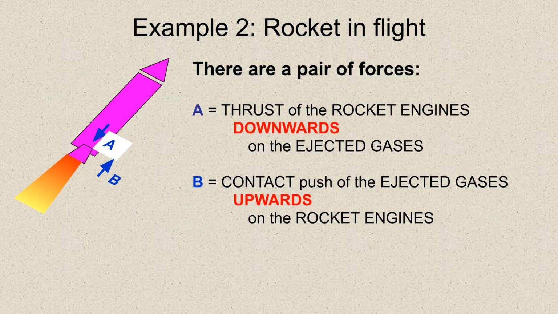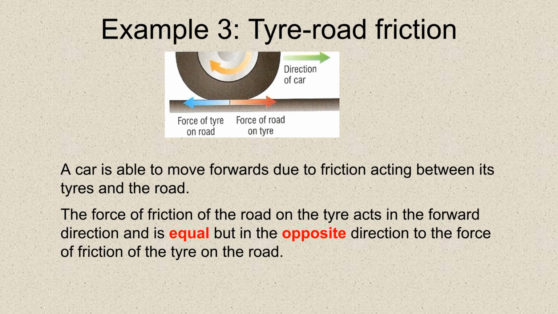In a rocket launch, the thrust of the engines exerts a downward force on the ejected gases. Conversely, the gases exert an equal and opposite contact push upwards on the rocket engines, propelling the rocket. A car moves forward because of the friction force of the road on the tire. This force is equal and opposite to the friction force of the tire on the road.